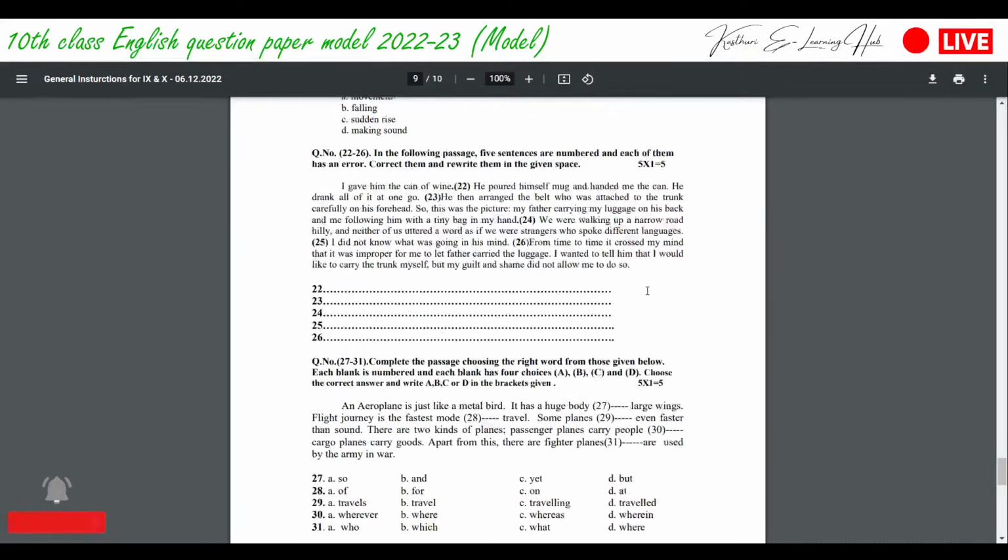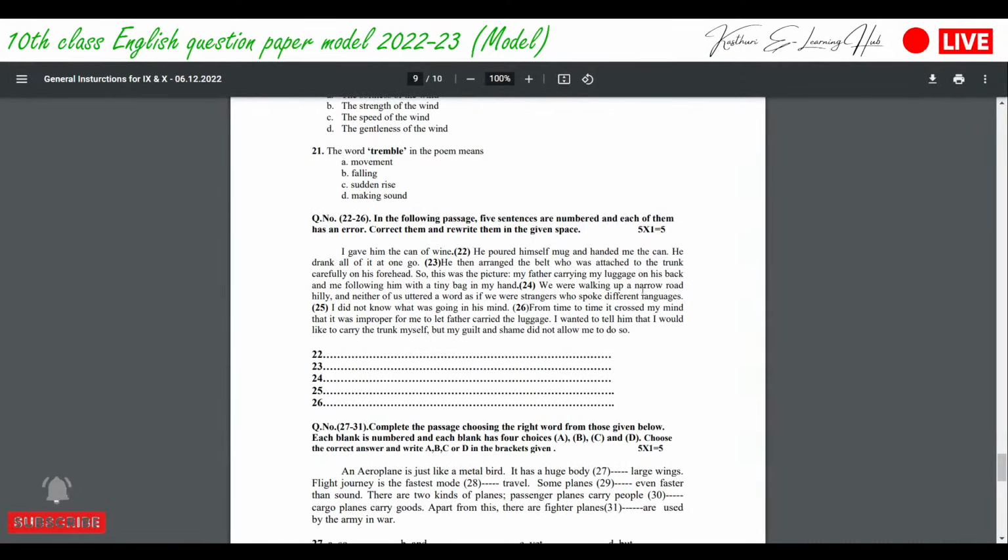And then we move to the editing. In the following passage, 5 sentences are numbered and each of them has an error. Correct them and rewrite them. You have to write the complete sentence. Look children, this first one is not with an error. The first sentence has no error in it. It is just to give a hint about the tense in which the passage is. Whatever sentence is there before the number has no error. This is a correct sentence. The error starts after the number.